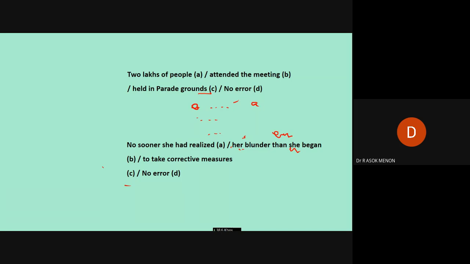No sooner followed by auxiliary verb, subject, main verb, then than. This is the structure. No sooner had she realized her blunder than. In the case of hardly or barely or scarcely, the same structure follows.